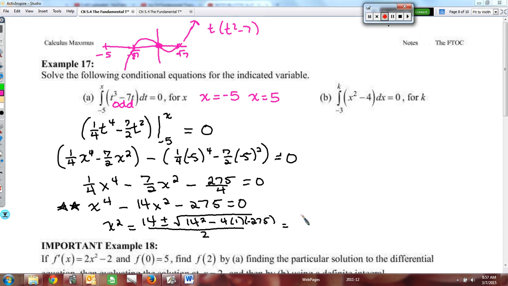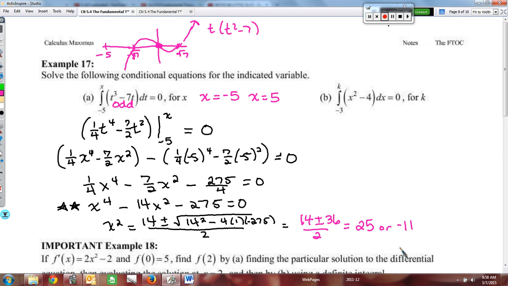So this actually ends up being 14 plus or minus 36 over 2. So that's going to give us 25. Oh, just like we expected, there's our plus or minus 5. Or we're going to have 14 minus 36 divided by 2, which is going to give us -11. And then we find out that there really aren't any other places that are there.